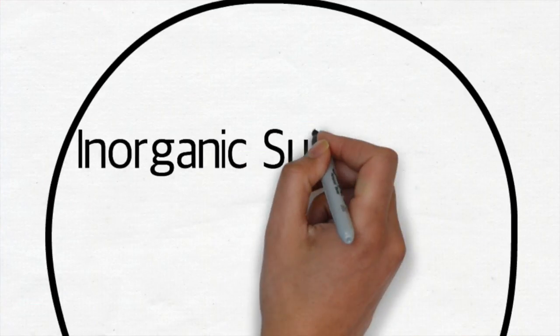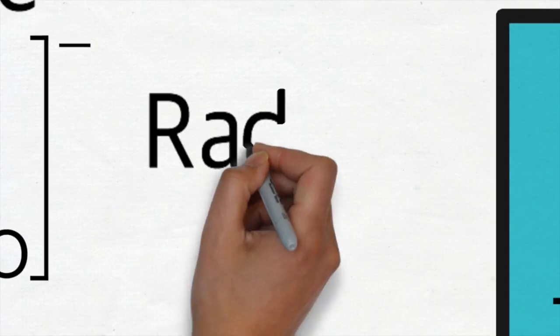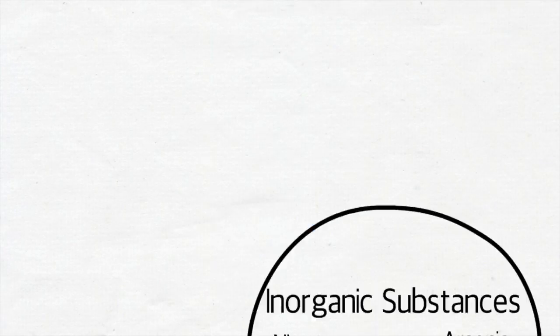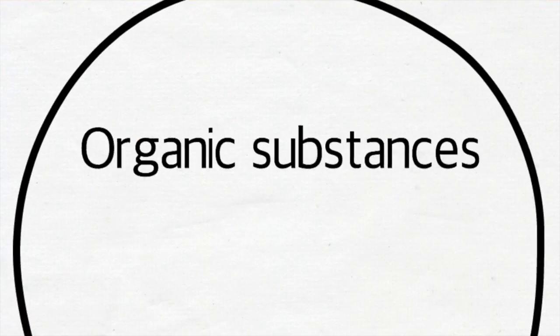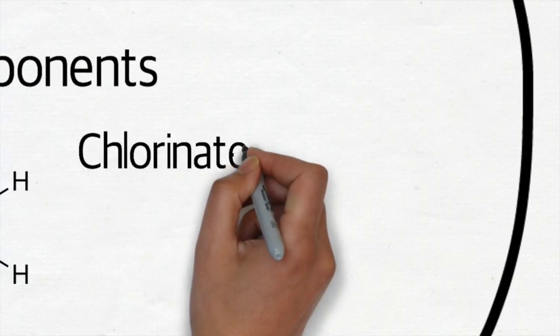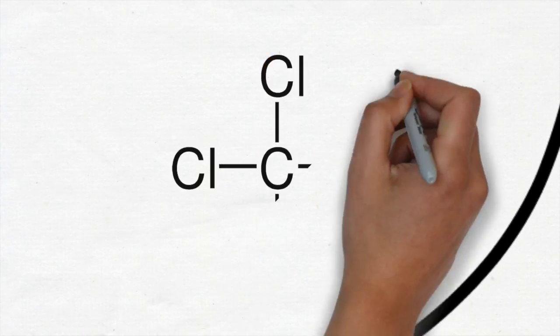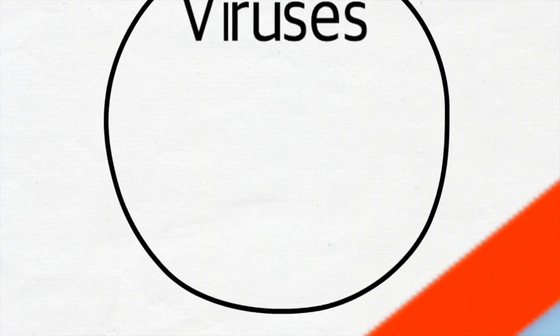The most common contaminants dealt with are inorganic substances, usually in the forms of nitrate, arsenic, and radium, and often due to food and agriculture runoff. Organic substances, such as fuel components like benzene, or chlorinated substances from household products such as carbon tetrachloride. And of course, bacteria and viruses.